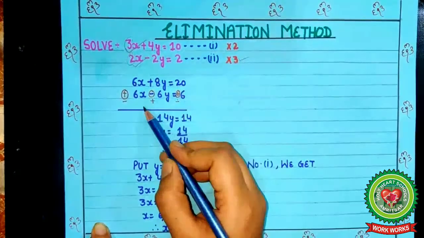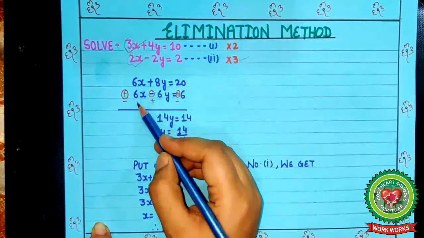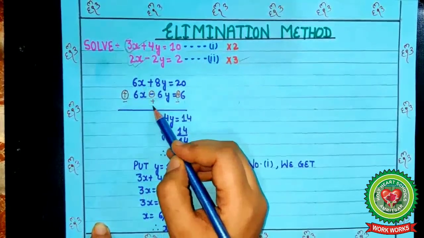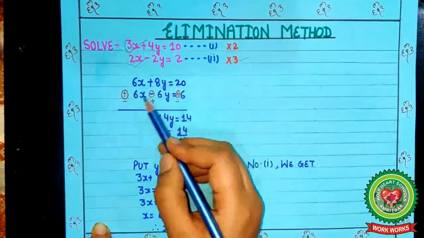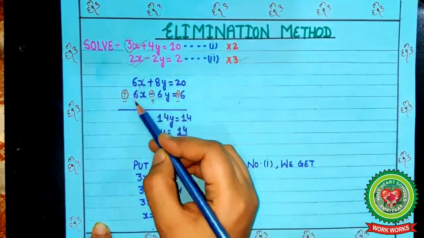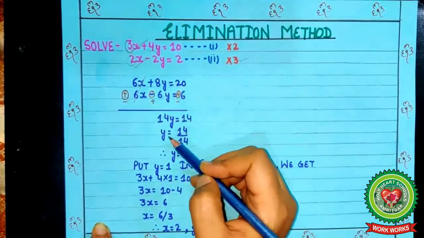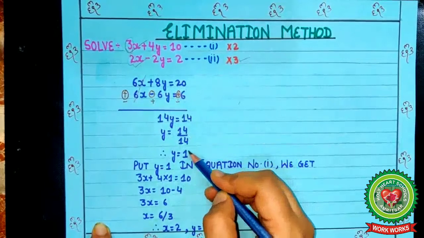Now we have to eliminate this x. So here we will do elimination by subtraction. For that we will do one step, that is sign lock and change. After sign change, these 6x and 6x will cut. And here we will get 14y is equals to 14. So therefore what will be the value of y? That is 1.